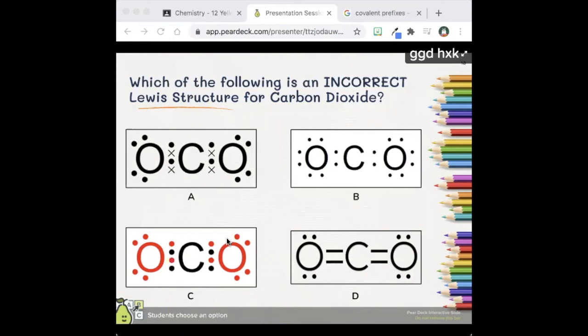Justin, if you're ever unsure, you go and look at electronegativity to tell you for sure which one. Okay.